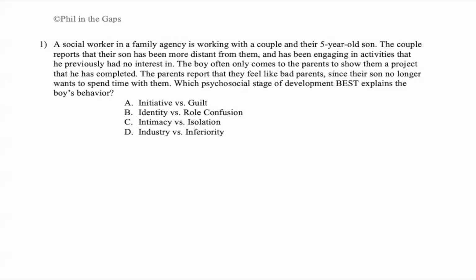Second place is C and D. Third place is B. Let's look at it. We're a social worker in a family agency. That's who we are and where we are at, working with a couple and their 5-year-old son. So that is our client system.